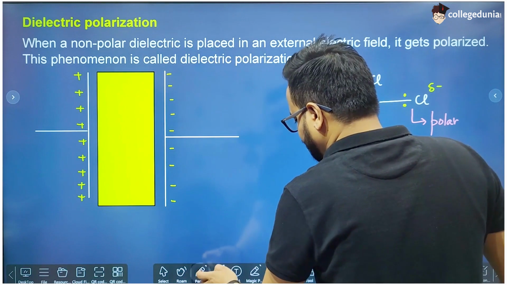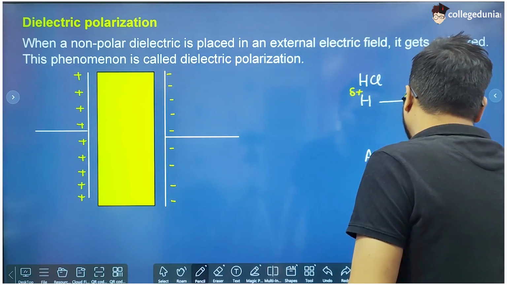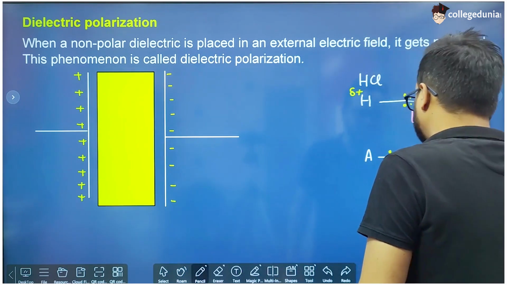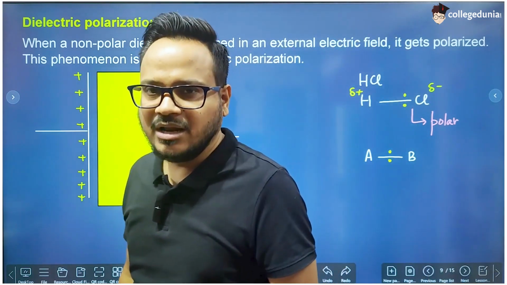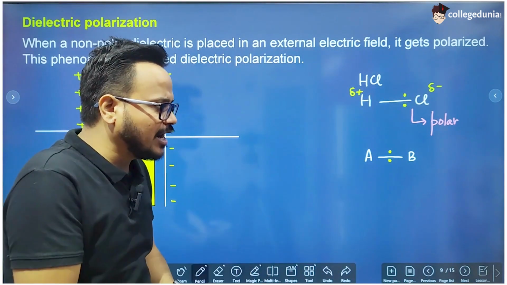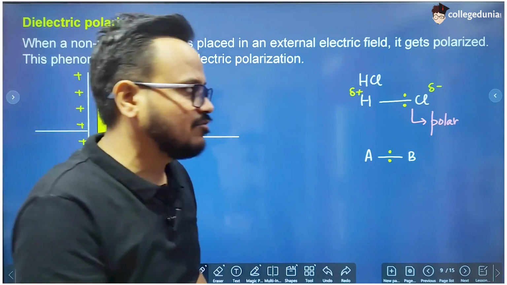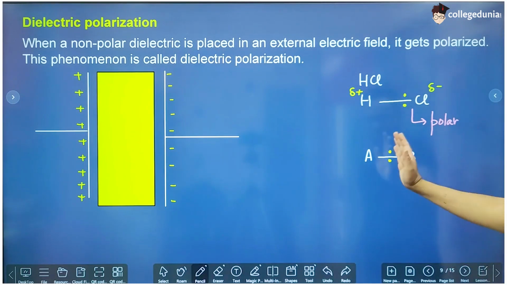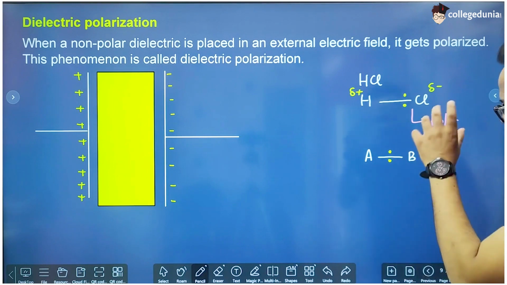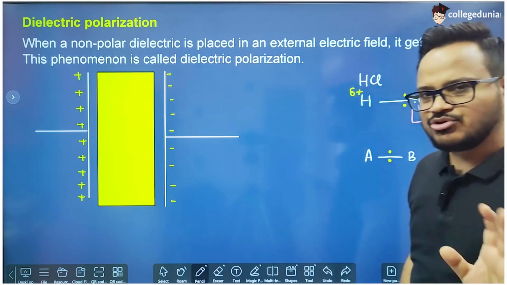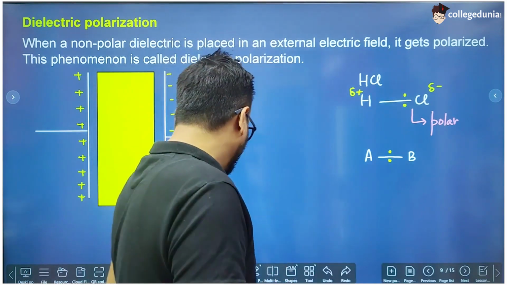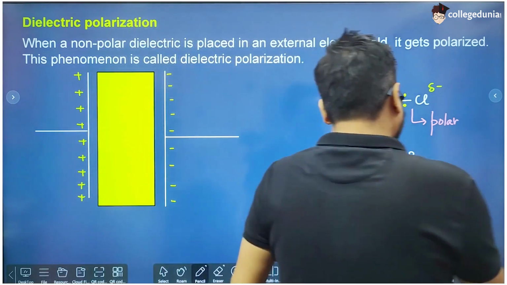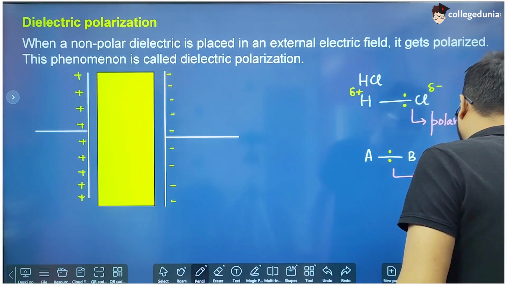But if the electronegativity of these two atoms is the same, here we have A and B with the same electronegativity, the electrons of this bond will stay in the middle, because electronegativity is simply the property of an atom to attract the shared pair of electrons towards itself. So neither A nor B will get any charge, positive or negative. Such a molecule is obviously non-polar because there are no positive and negative poles.